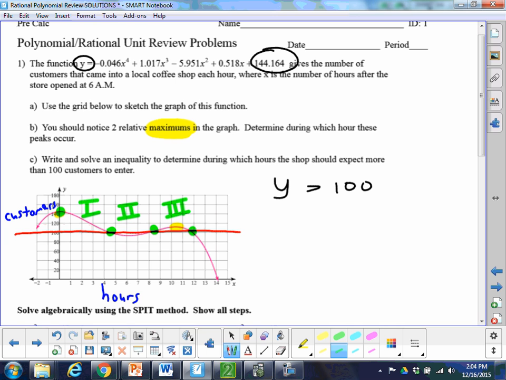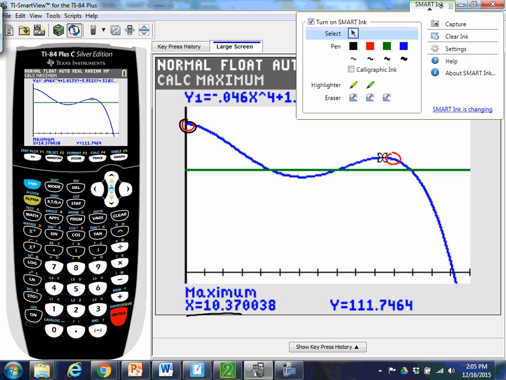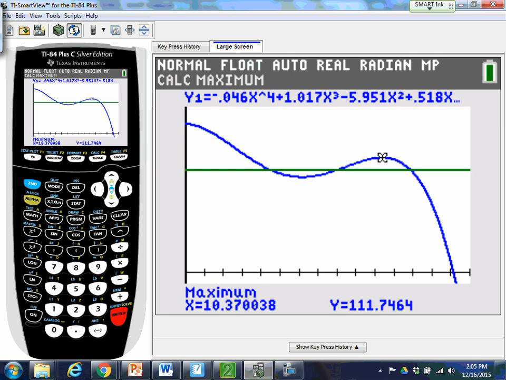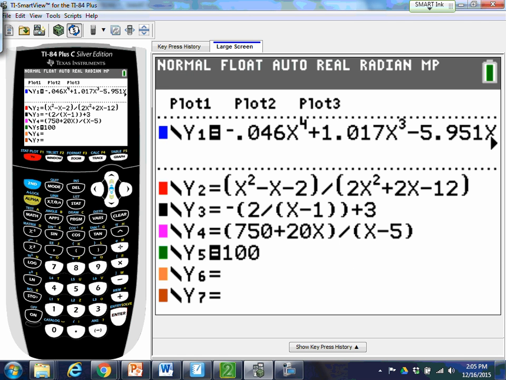So using your calculator, you can get those intersections pretty easily. The way I did it was I had the original equation in there already. I put in a different y equals. I put in the 100, which is the green line there. So you can see I have that down in y5. Okay, this other stuff is for other problems. But those two are in.